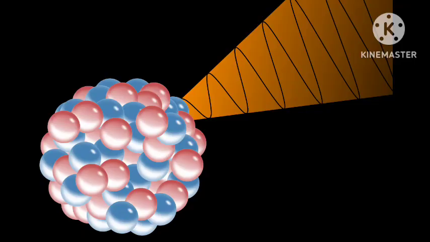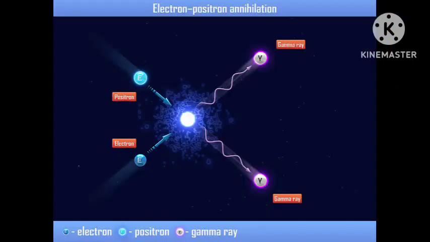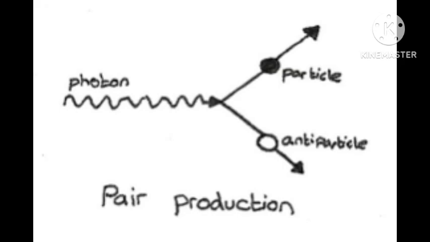Let's see the properties of gamma rays. They are electromagnetic waves, wavelength less than that of X-rays. They are not deflected by electric and magnetic fields, since they do not carry any charge. They travel with the speed of light. They excite fluorescence in substances. They affect a photographic plate.